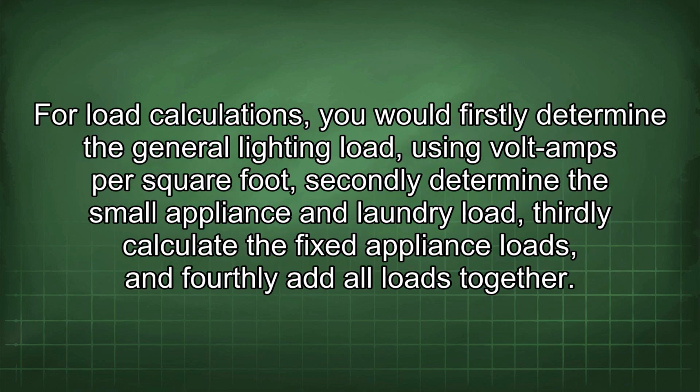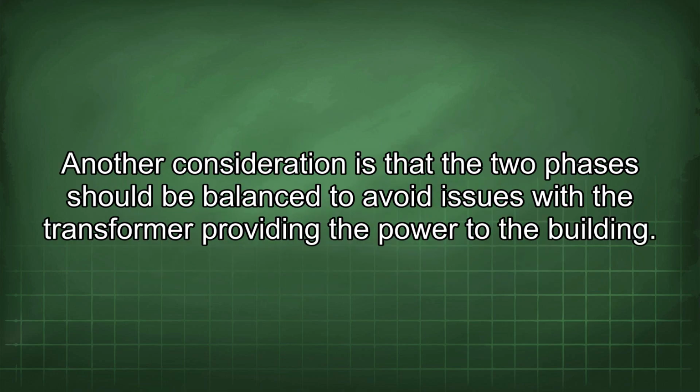For load calculations, you would firstly determine the general lighting load, using volt-amps per square foot. Secondly, determine the small appliance and laundry load. Thirdly, calculate the fixed appliance loads. And fourthly, add all loads together. Another consideration is that the two phases should be balanced to avoid issues with the transformer providing the power to the building.